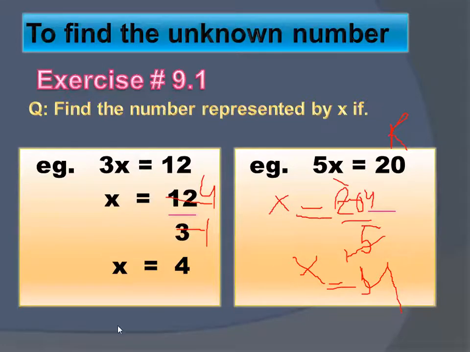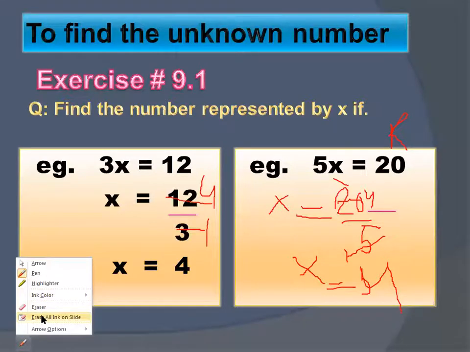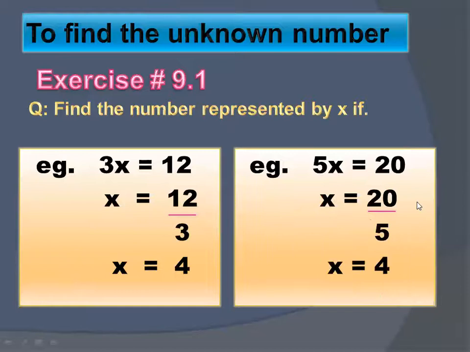Now I'm going to show it to you again. Now look here. So here is the answer. 4 ones are 4, 5 fours are 20. So if you replace this x with 4, and write here 5 multiplied by 4, 5 fours are 20. That means your answer is completely right. Okay, so this is the way.